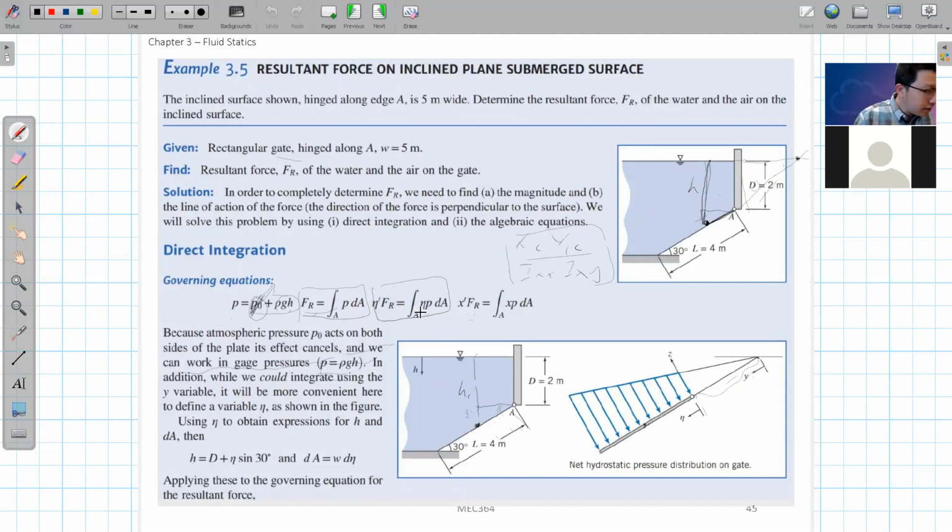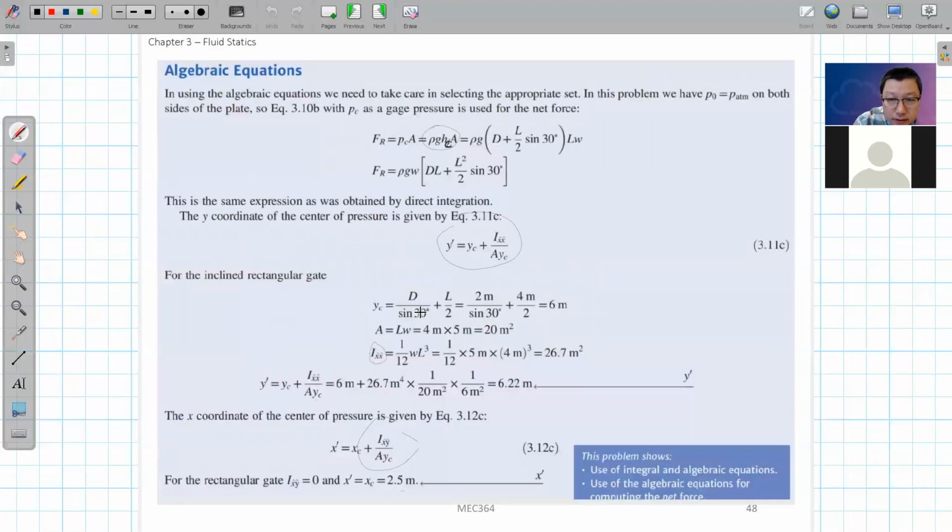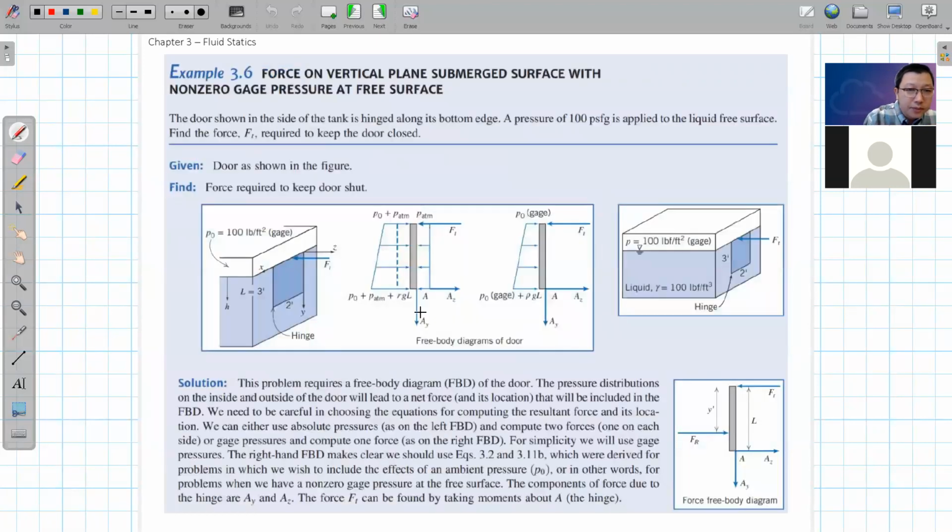Okay, so this is an important example problem. Basically, it gives you a very good exercise in how to calculate the resultant pressure force, both the magnitude and the point of application, the center of pressure. Any question here, guys? No? Okay, if no question, let's go to another example problem.